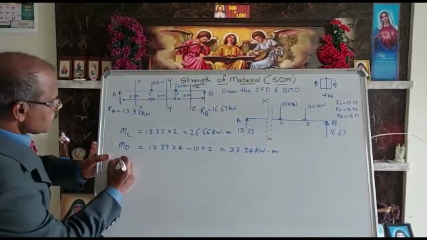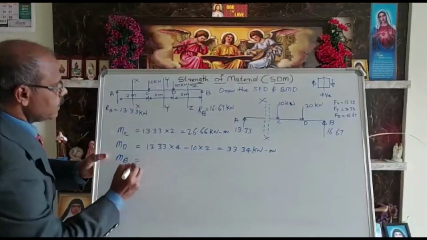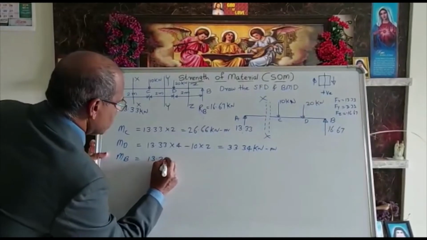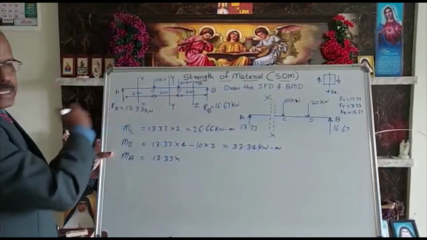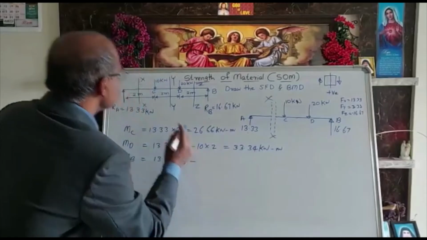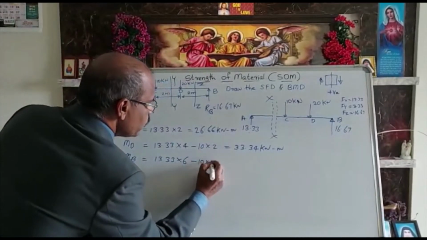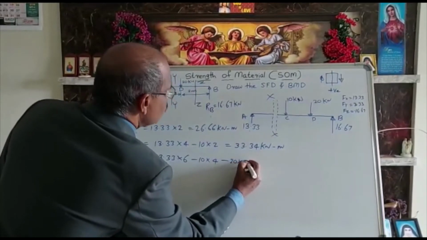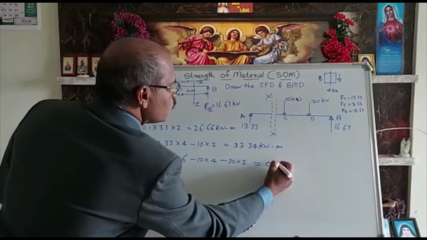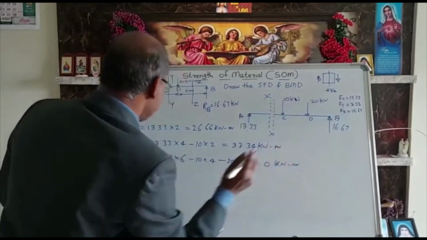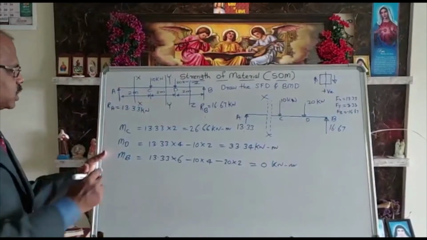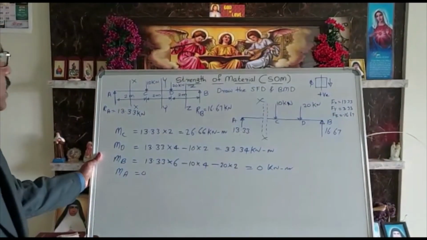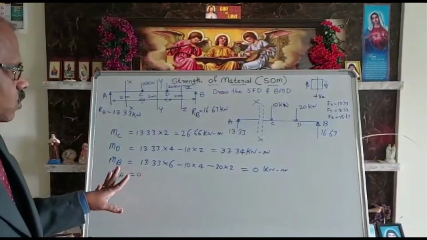And now let us calculate MB. MB is equal to 13.33 multiplied by the total distance, 6, then minus 10 into 4, minus 20 into 2. The answer will be 0 kilonewton meter. Same way, if you calculate MA, that also will be 0.